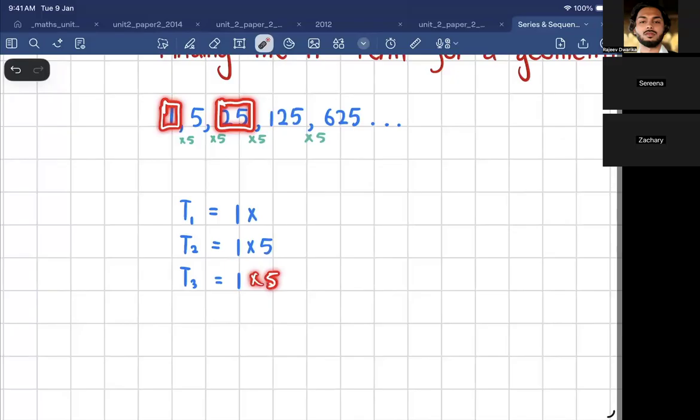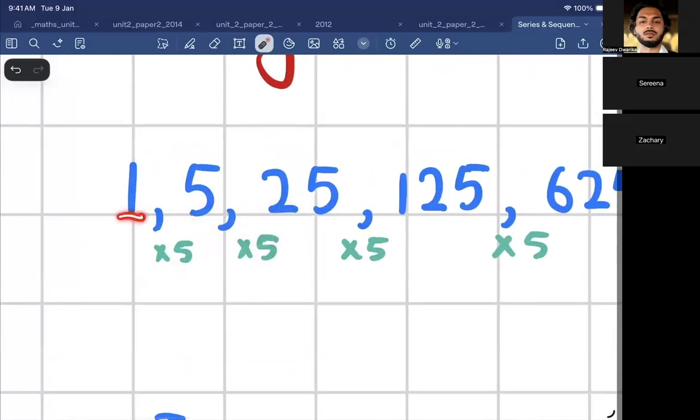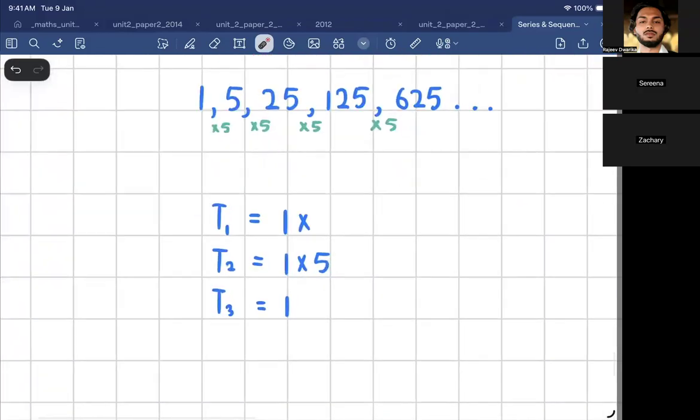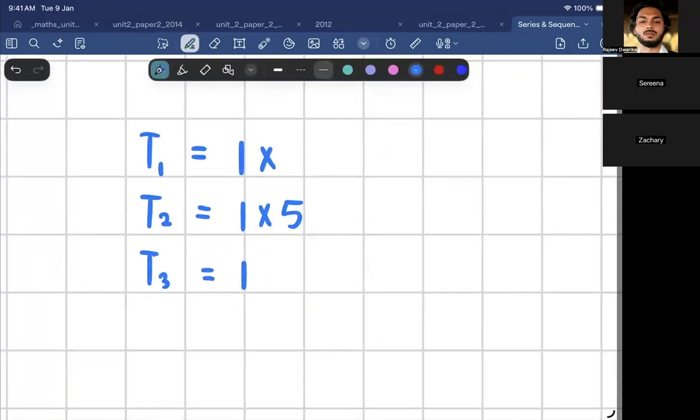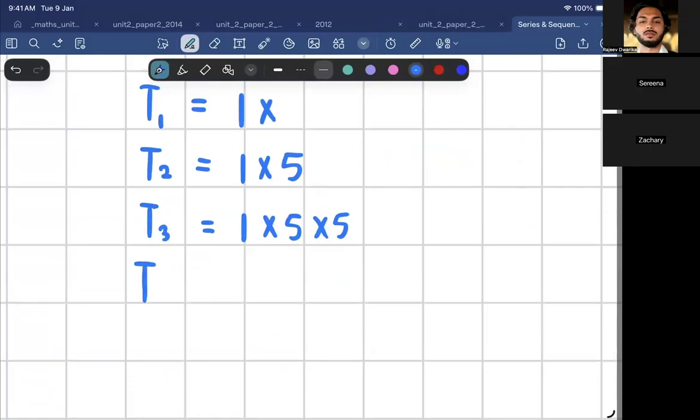So 25 is the same thing as what by what? 5 by 5. Right, I was trying to get you to see this. To go from 1 to 25, you have to multiply by how many fives? 2 fives. Now you're multiplying by 2 sets of 5. So to get the third term from the first term, it's going to be 1 by 5 by 5. Now, without looking, Zachary, how do you think I will get my fourth term, T4, starting from the first term? So it'll be 1 by 5 by 5 by 5.